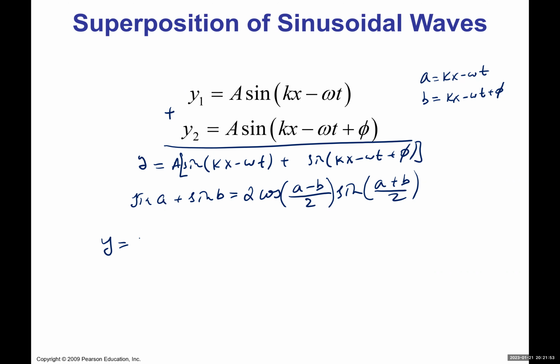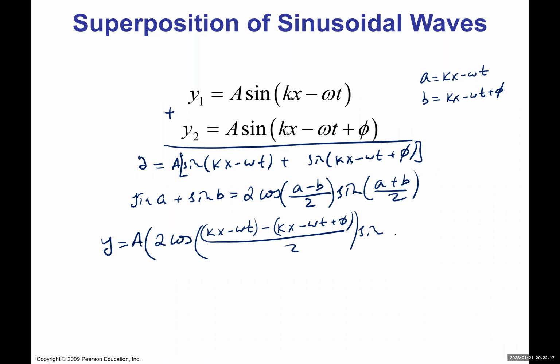So that means I have A times 2 cosine, and then I have A minus B. So this will be kx minus omega t, then minus kx minus omega t plus phi. This is divided by 2. Then sine of kx minus omega t, then plus kx minus omega t plus phi. This whole thing divided by 2 again.